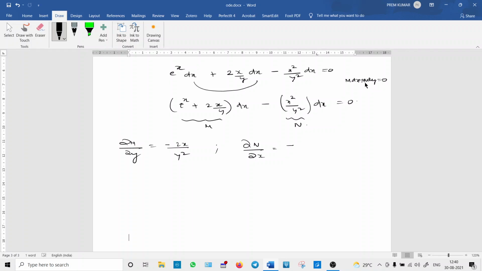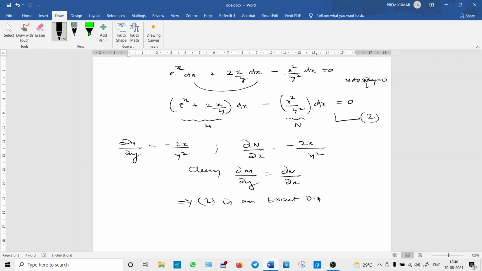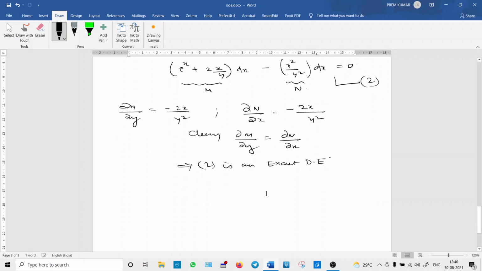Always here the positive sign is there. Whatever is there apart from the positive sign, that is only N. So here N is what? Minus of this. If you differentiate with respect to x, we get minus 2x by y square. Clearly dou M by dou y equals dou N by dou x, which implies I name this equation as 2. 2 is an exact differential equation.